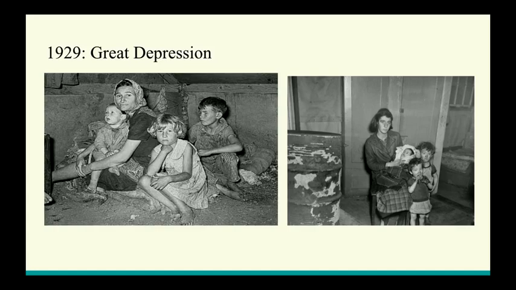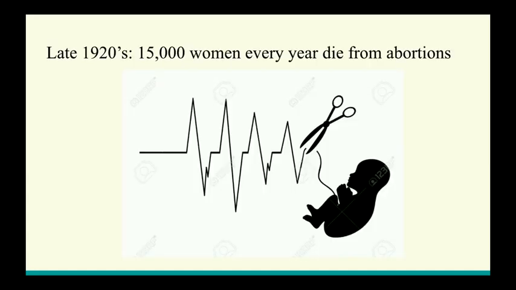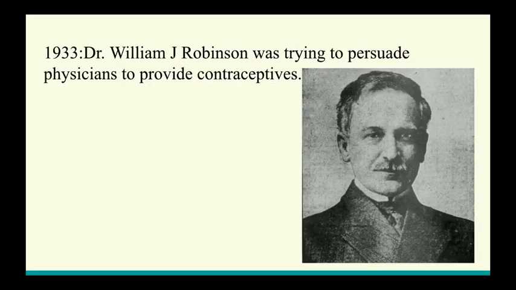In 1929, when the Great Depression hit, it touched all aspects of women's lives, and women had abortions on a massive scale because married women with children found it impossible to bear the expenses of another kid. In the late 1920s, 15,000 women every year died from abortions because of the complications. Again, just wasn't a good situation.